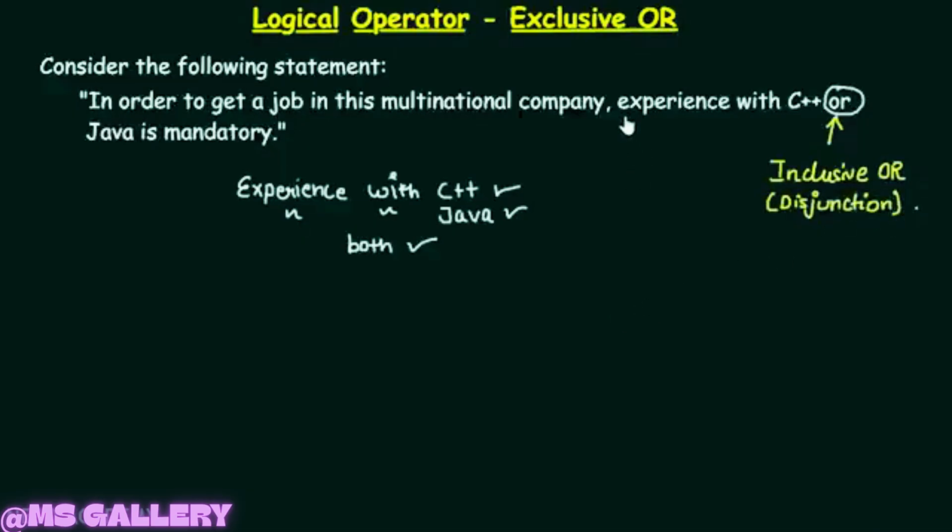Let's say this particular proposition, experience with C++, is P and experience with Java is Q. Then inclusive OR simply means that the whole compound proposition will get satisfied when either P will get satisfied or Q will get satisfied or both of them get satisfied. If both of them are satisfied, then also the whole compound proposition will get satisfied. Okay? Now let's consider one more example.